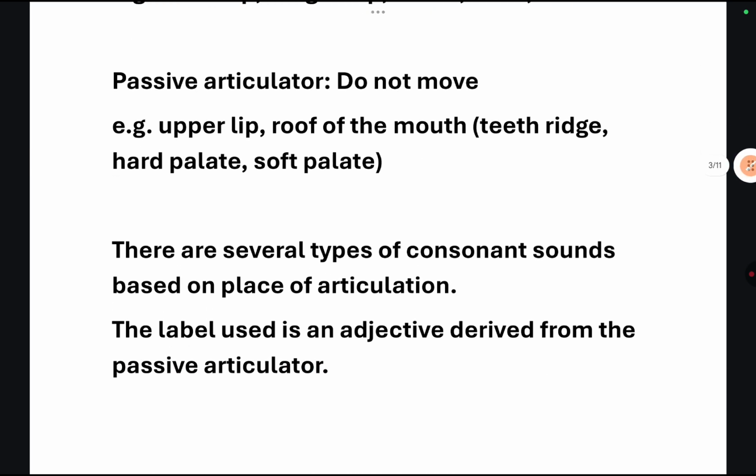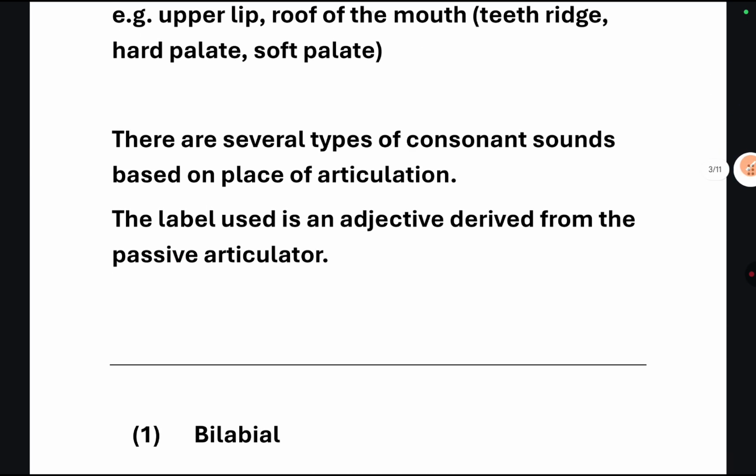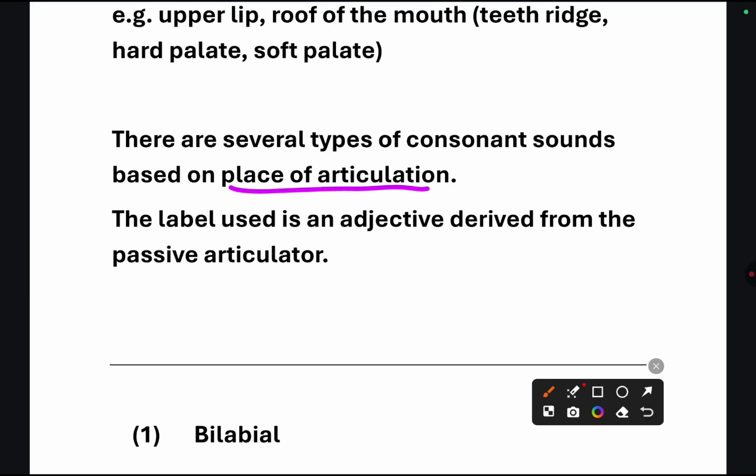Now there are several types of consonant sounds produced by these places of articulation. Place of articulation means the organs of speech which are involved in the production of the consonant sounds. So this is the place of articulation. Remember friends, the consonant sounds which are derived from these places of articulation will get their names from these adjectives or from the names of these articulators themselves.